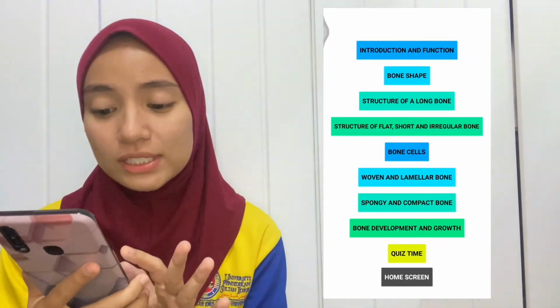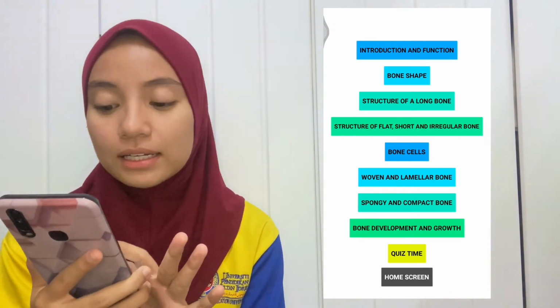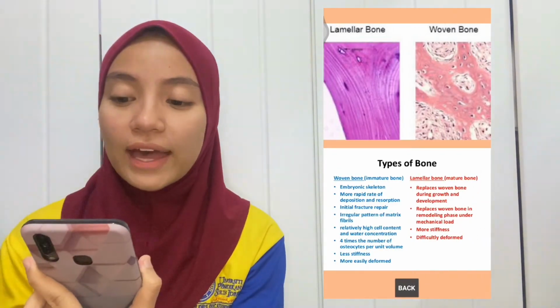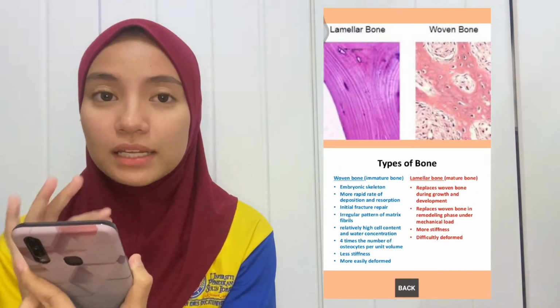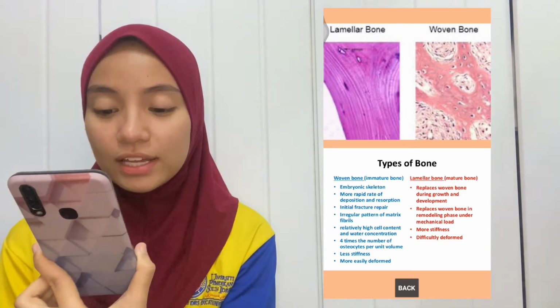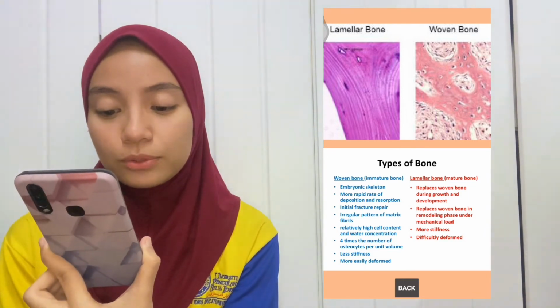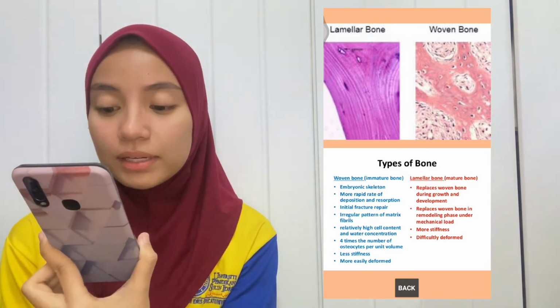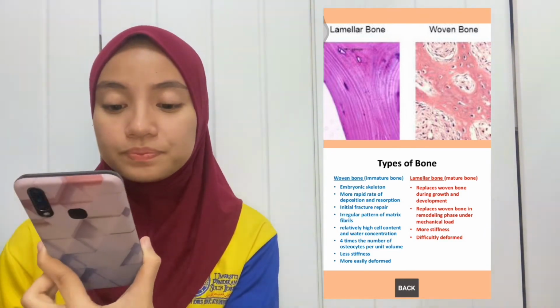Then we go to the next, woven and lamellar bone. So we have the picture of lamellar bone and woven bone. So this is a different woven bone, immature bone. Lamellar bone is mature bone.